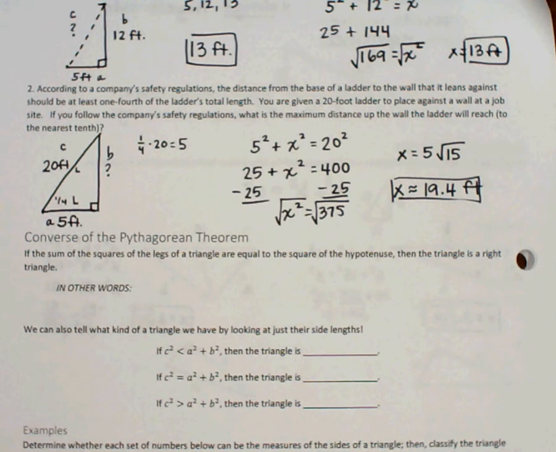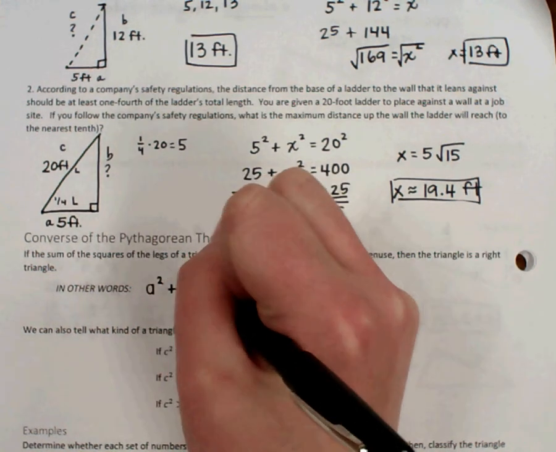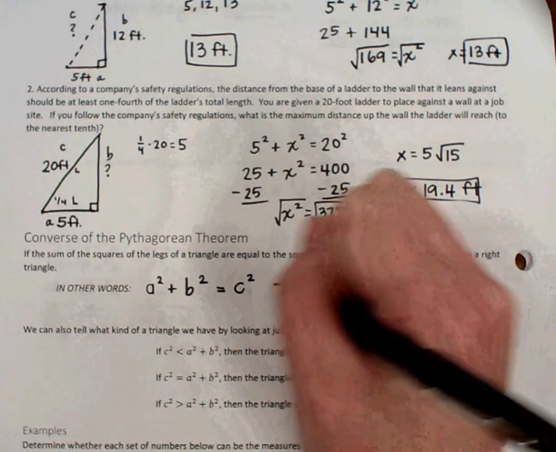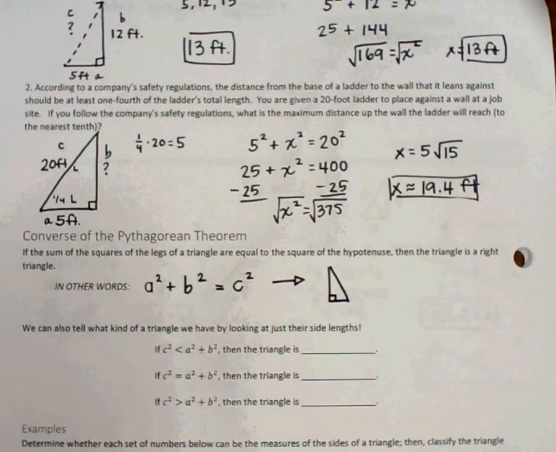Now, if you recall, way back in chapter 2, the converse of a conditional statement, we take the hypothesis, that part after the if, and we switch it with the conclusion, or the part after the then. Okay, so the converse of the Pythagorean theorem says, if the sum of the squares of the legs is equal to the square of the hypotenuse, then we have a right triangle.